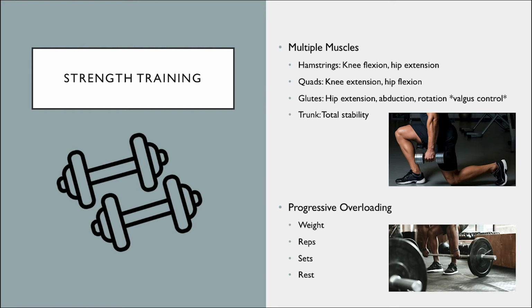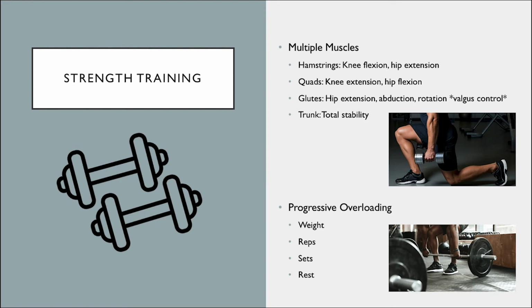Quads perform knee extension and to some degree hip flexion. So any kind of squats, knee extensions on a weighted machine are really important for just providing overall stability. Glutes are a huge component of knee stability as well. So they perform hip extension, abduction, internal and external rotation at the hip. And most importantly, they give you that valgus control.